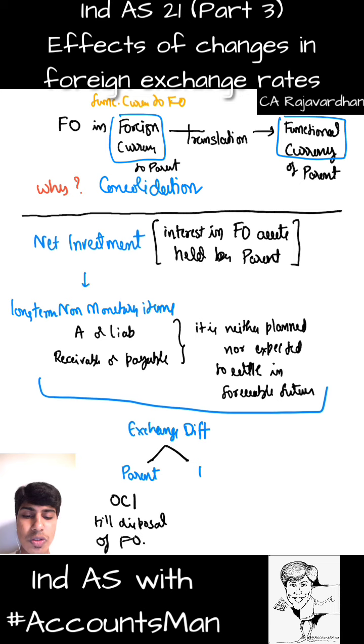Now what about in the books of foreign operations? Whenever I am referring to foreign operations, I am referring to subsidiary, associate or joint venture. With respect to this, what will happen? It will go to the P&L account immediately. So we're going to do immediate recognition with respect to this. So I'll repeat, with regard to net investment, that is, interest in the foreign operation's assets held by the parent, if it is a long term non-monetary item, that is, an asset or liability leading to receivable or payable, it is neither planned nor expected to be settled in the foreseeable future.